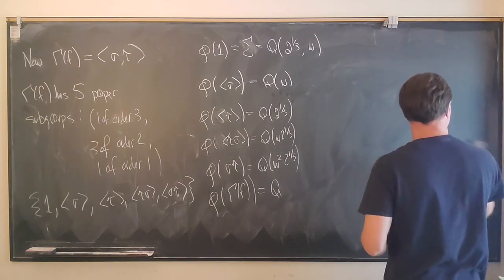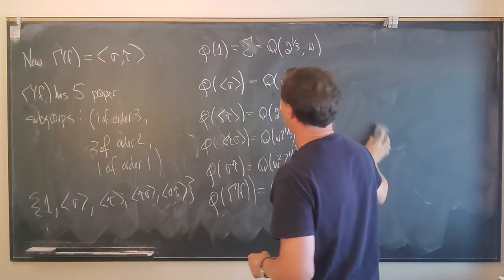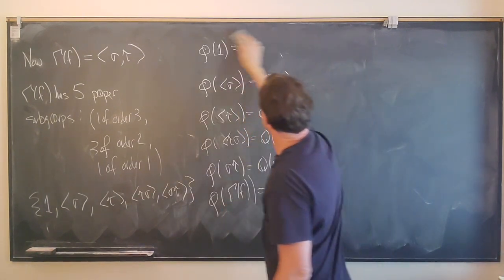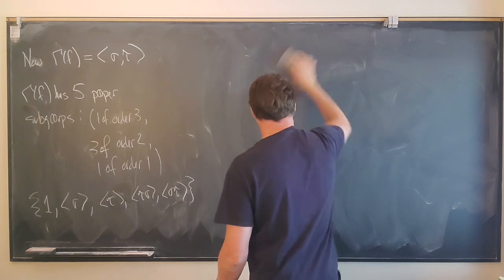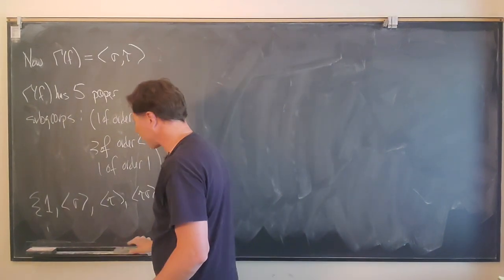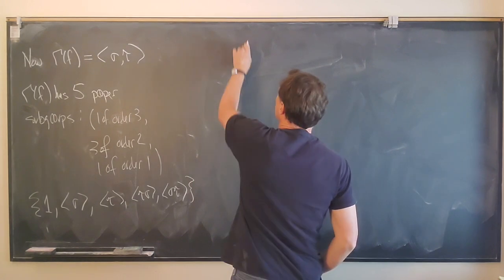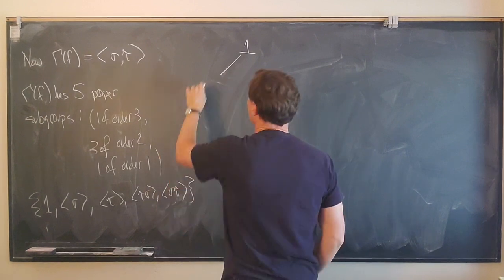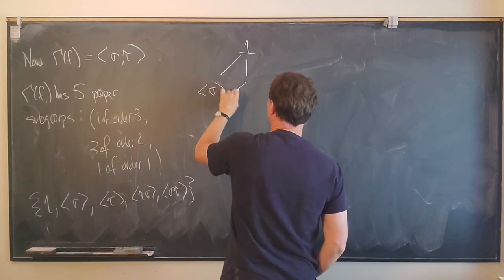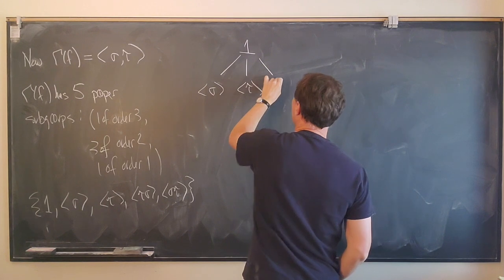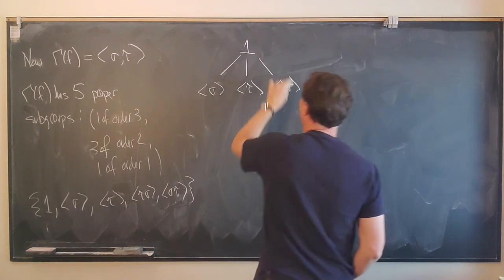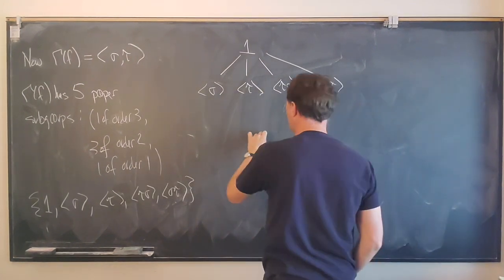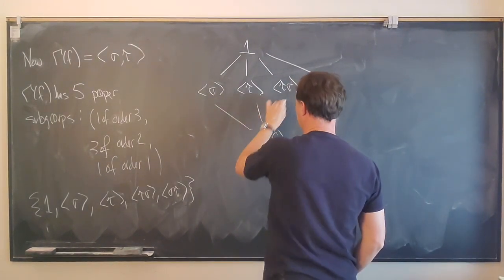Now for the lattices, I'm going to have to erase this. I assume you've taken notes and have this written down. As before, I want to draw the subgroup lattice upside down. I'm going to put the trivial subgroup at the top, and then we have sigma, tau, tau sigma, and sigma tau. So here's the subgroup lattice for Gamma of F.